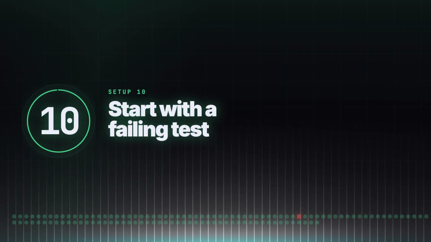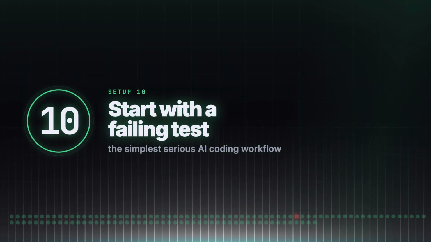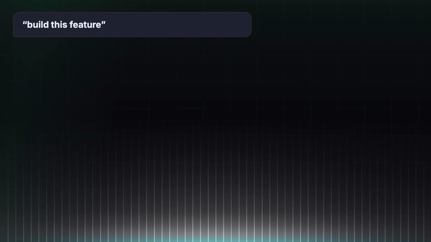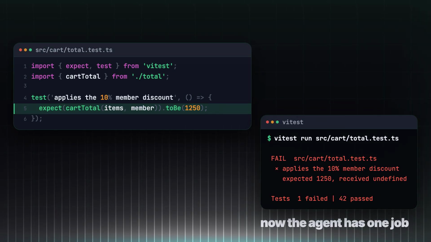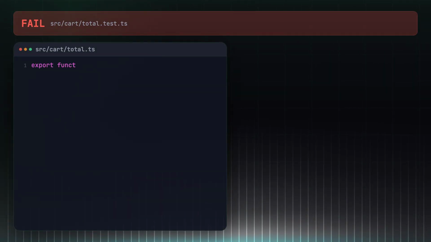Number 10 is the failing test setup. This is the simplest serious AI coding workflow. You do not start with a prompt that says build this feature. You start with a test that fails. Then the agent has one job. Make this test pass without breaking the others.